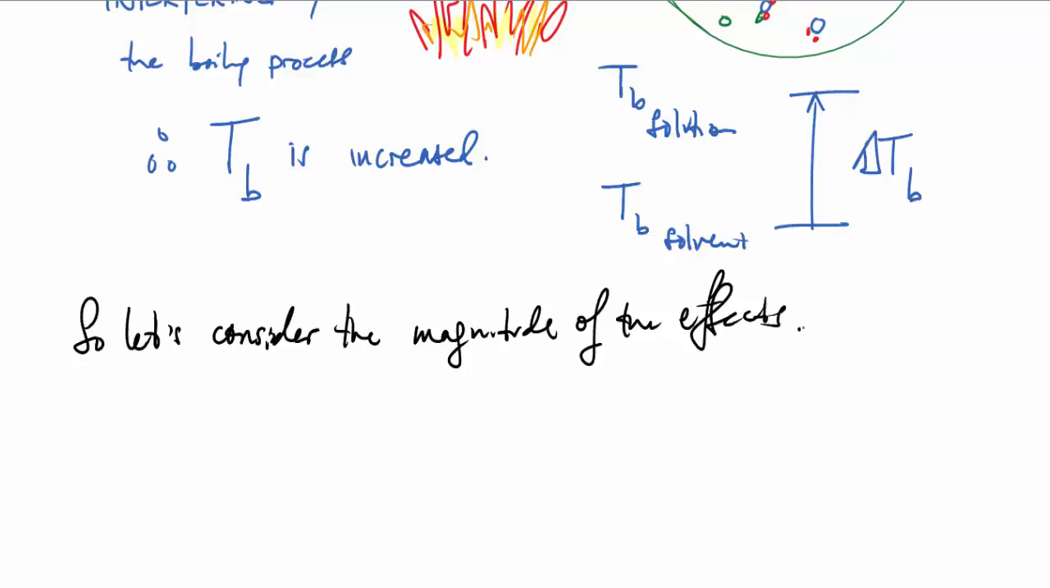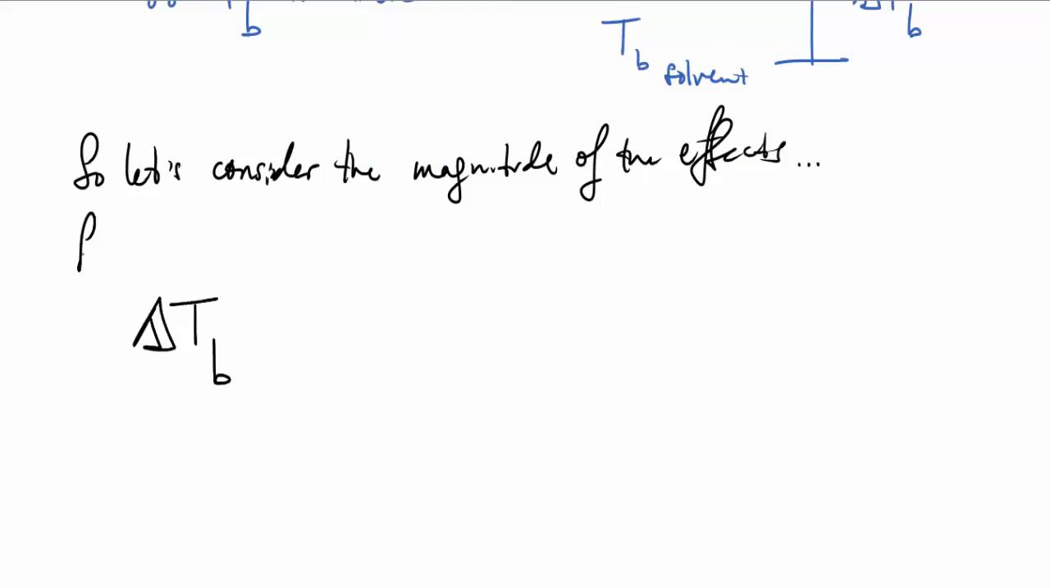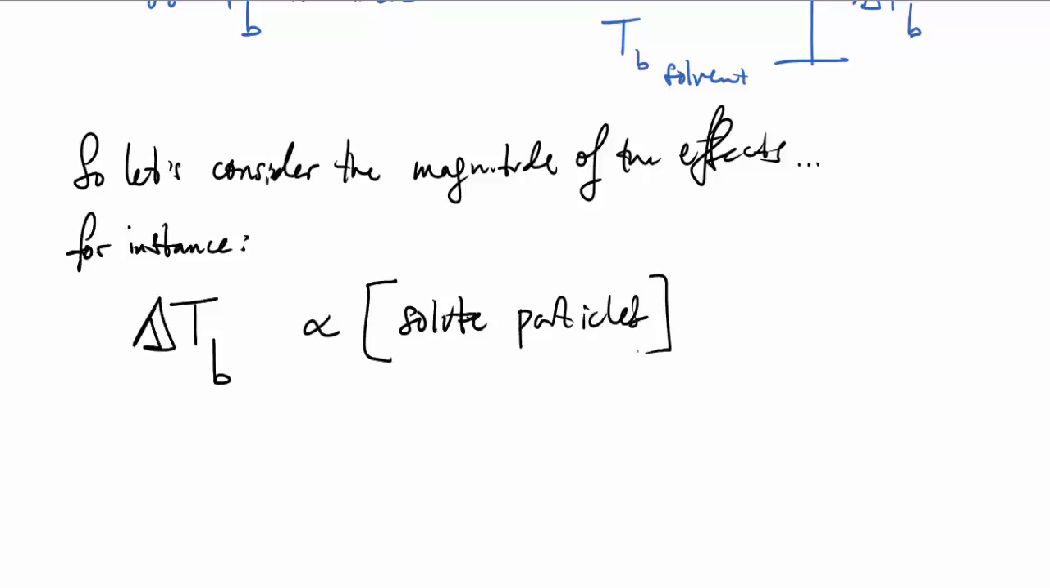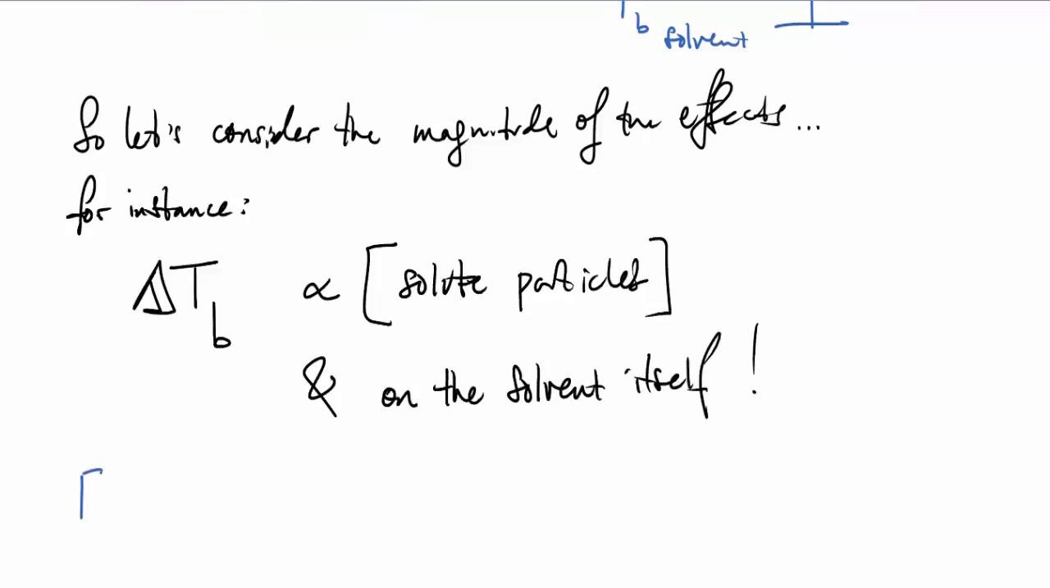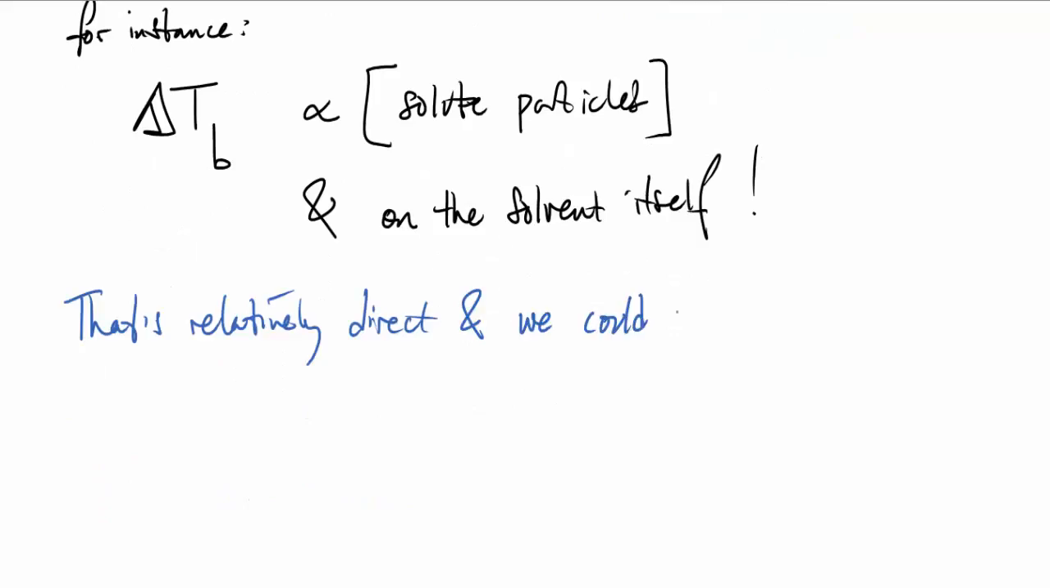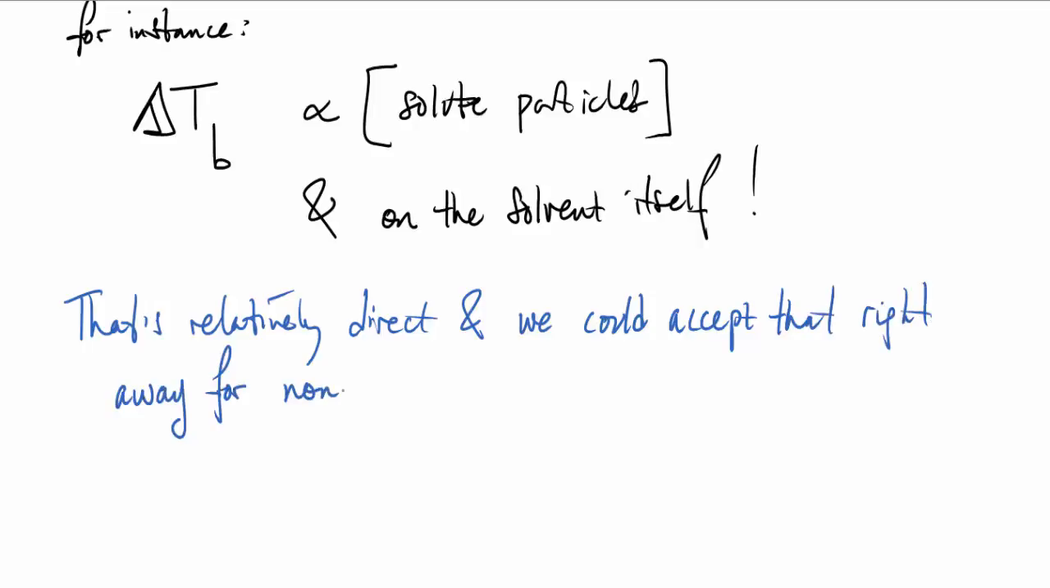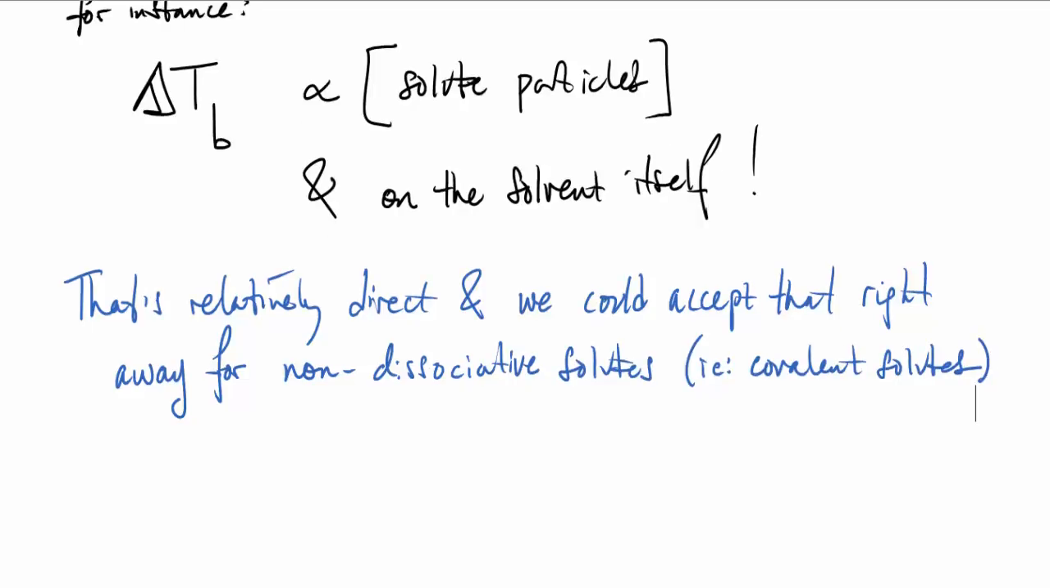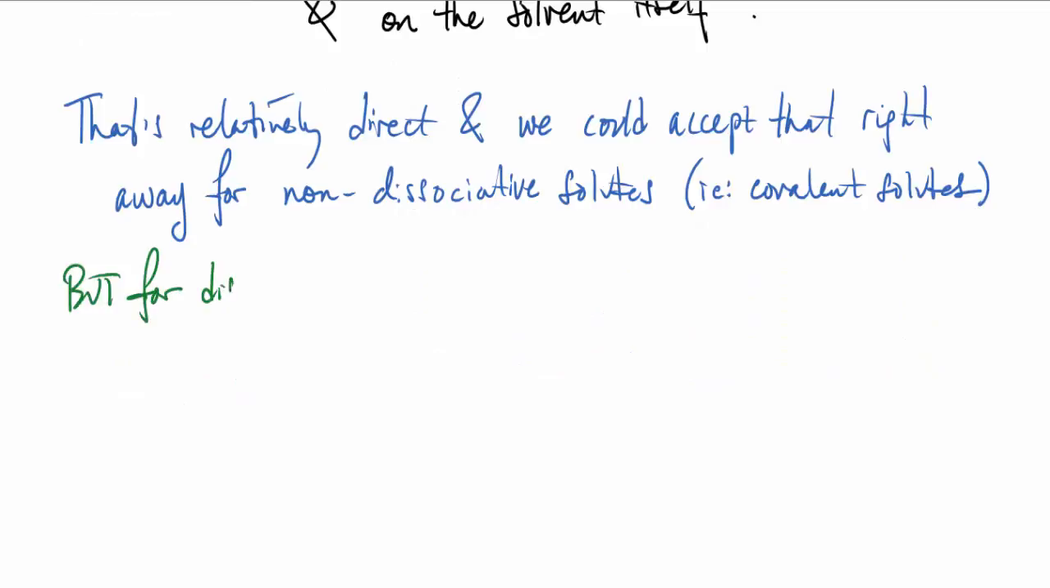So let's consider the magnitude of these effects now. If we have a look at, for instance, boiling temperature, we'll say that the difference in the boiling temperature will be somehow proportional to the concentration of the solute particles and, of course, on the solvent. Some solvents this will have a great effect on, others a smaller effect. And that's relatively direct, and we could accept it pretty much right away for what we'll call non-dissociative solutes. In other words, solutes that don't come apart. One particle into the solution turns into one particle floating in the solution. Covalent solutes are typically like this.